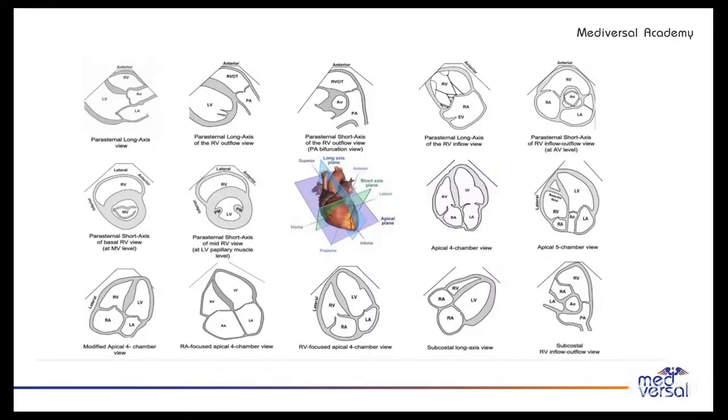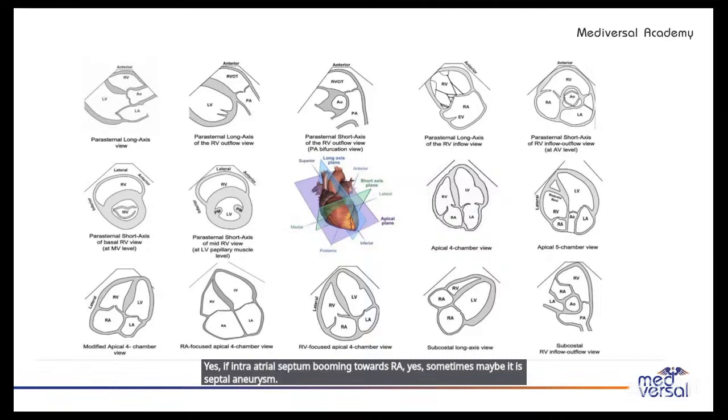Yes, if the interatrial septum is bowing towards the RA, yes, sometimes maybe it is a septal aneurysm.